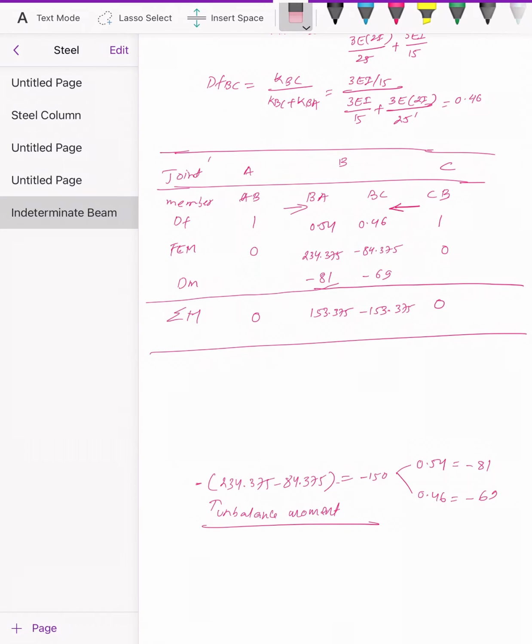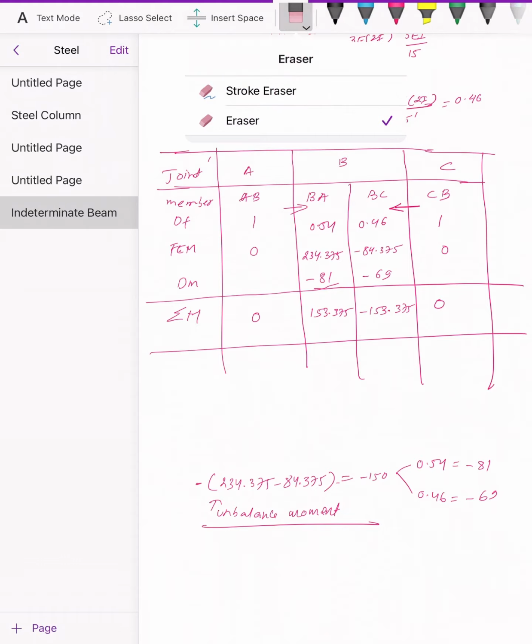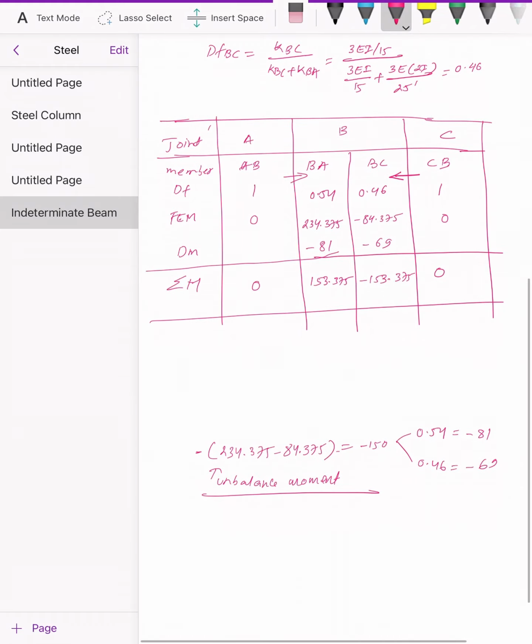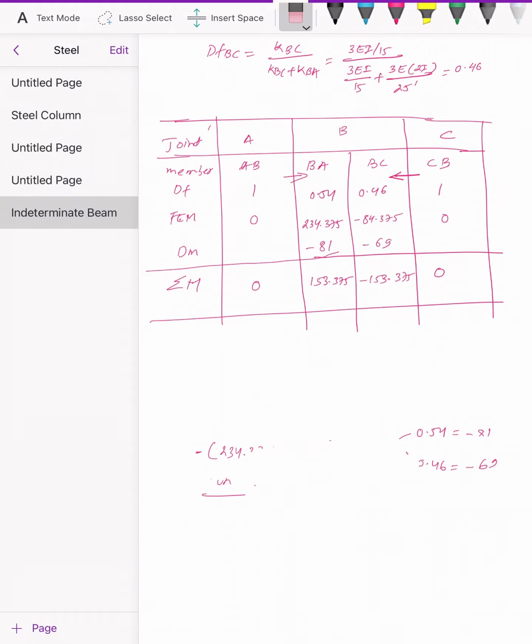I'm sorry, undo. Oh my god, erase. Let me erase this and make it little. So that's our moment. Let me erase this also.